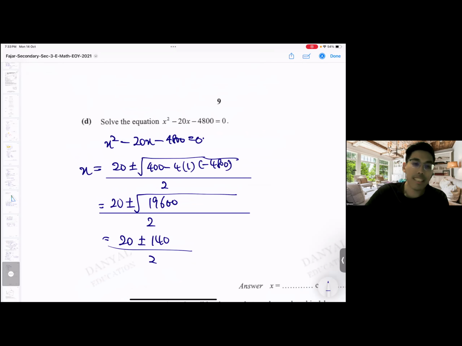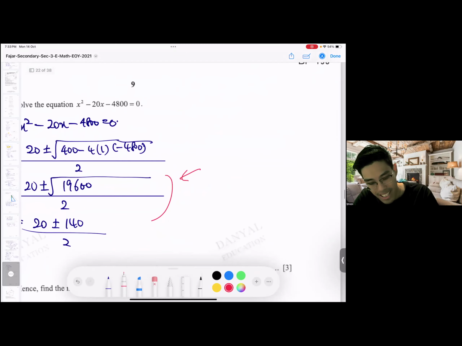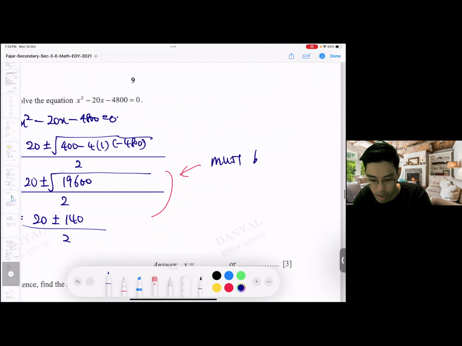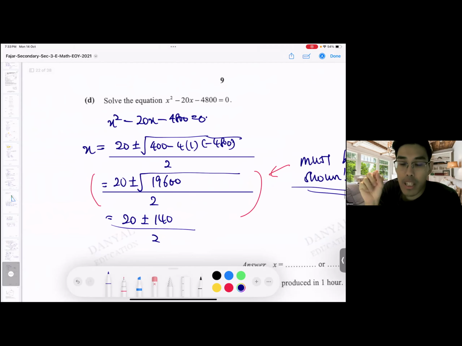So the thing is that from here, can you press the calculator and solve? Can. But, okay, a big but. This step must be shown. You must evaluate the discriminant. You must evaluate the value of the discriminant to show that it's positive before you press this in the calculator to solve your answers. This is a must. If this is not shown, they will not give you the marks for this part of the question.